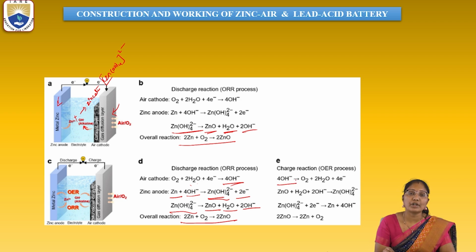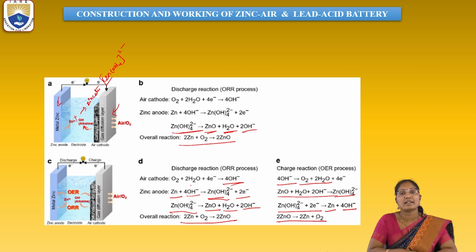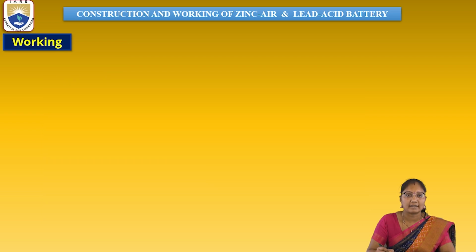Here the 4 OH minus ions are going to dissociate into O2 plus 2 H2O with the release of two electrons. Again, here the ZnO plus H2O plus 2 OH minus ions give the zincate. Again, this zincate gains 2 electrons and is converted into zinc plus 4 OH minus ions. The final overall reaction is 2ZnO gives rise to 2Zn plus O2. So this is the reaction that takes place inside the zinc air battery.